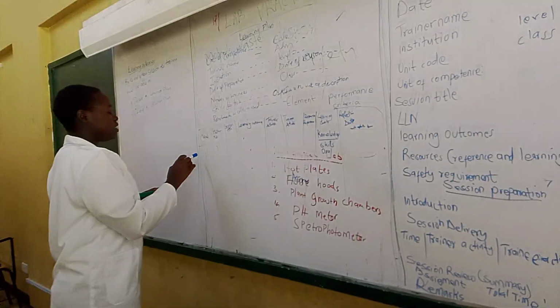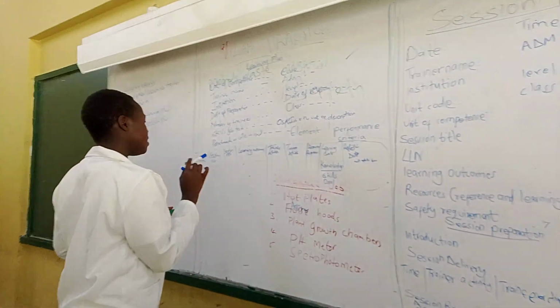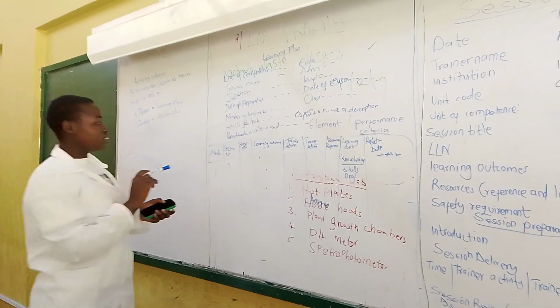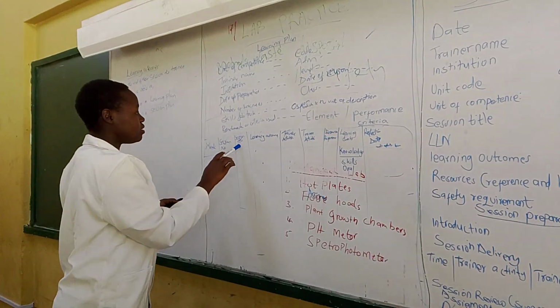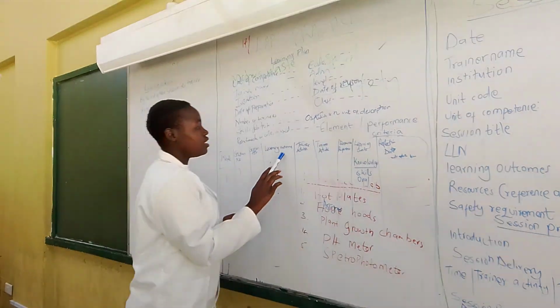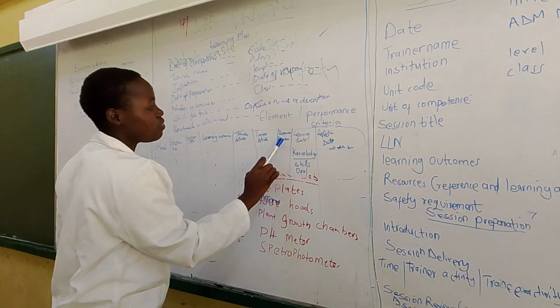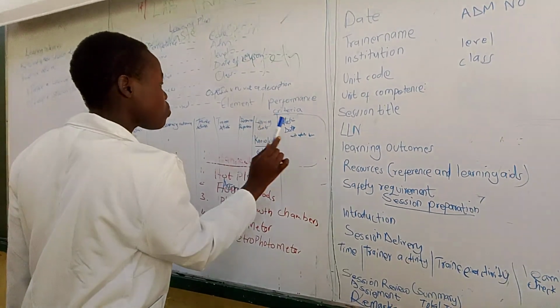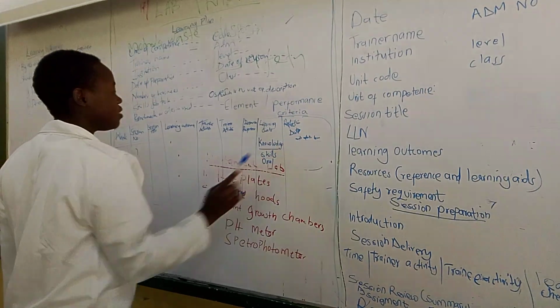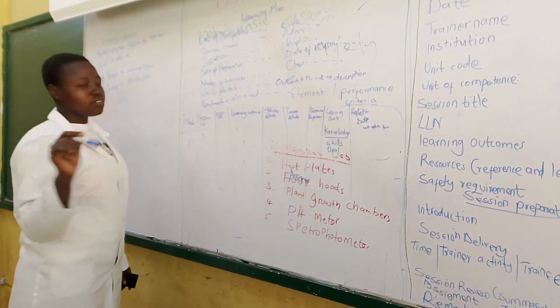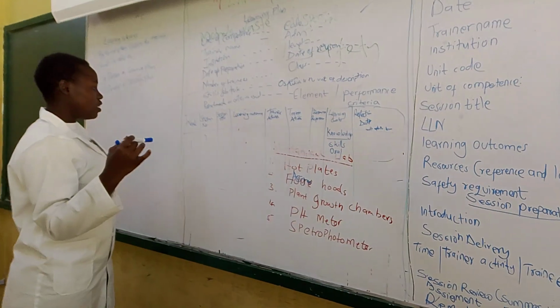Then there is the body, where it contains week, session number, session title, learning outcomes, training activities, resource reference, learning checks, reflection date. So here week depends with the week you are on.